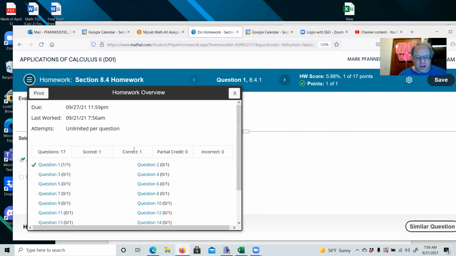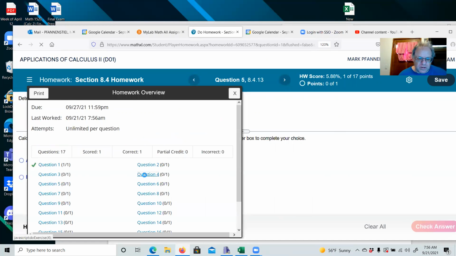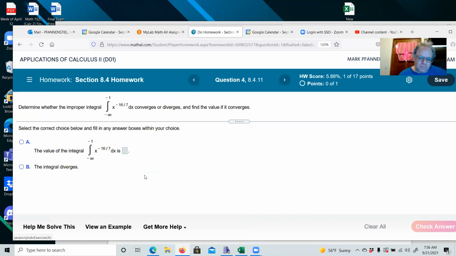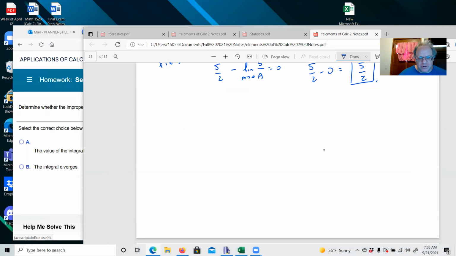All right, let's try one that's a little bit harder. It's kind of the same problem, similar. So we are going from negative infinity off to -1. Here's our stated problem: negative infinity up to -1. What are we trying to integrate here? We are trying to integrate x to the -16/7.